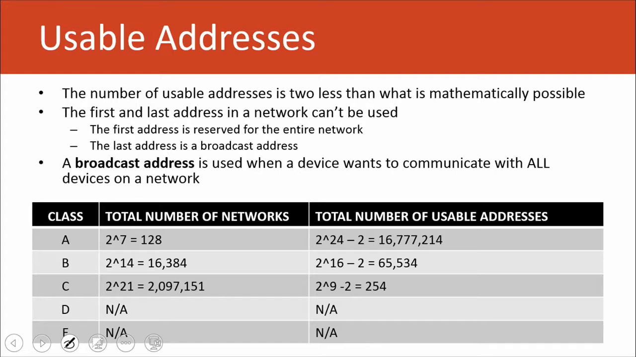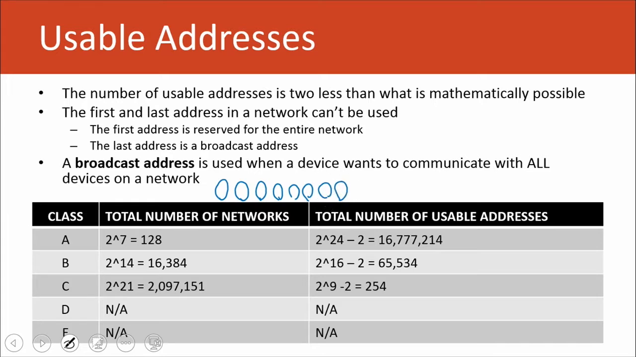All right, so within these classes, there are a number of usable addresses that are available for computers, okay? If you take a look at the chart down at the bottom, we look at the total number of networks and then the total number of usable addresses. So we raise 2 to the 7th power because if we look at an octet, and I'm just going to draw all zeros here, so don't hold that against me.